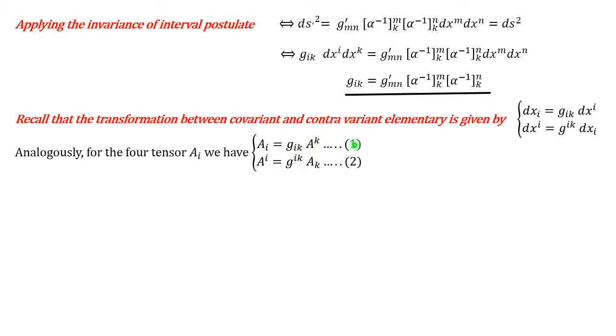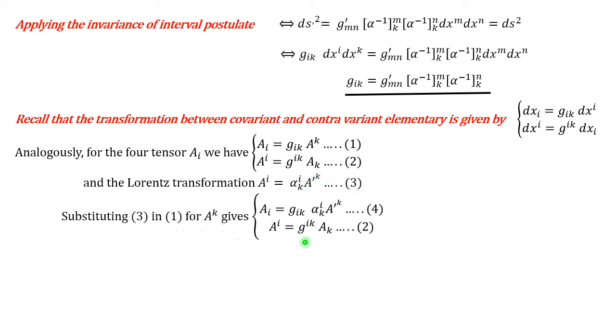So you can see that equation 1 is for transforming from contravariant to covariant, and equation 2 is for transforming from covariant to contravariant. And the Lorentz transformation matrix, we also remember the Lorentz transformation, which is a_i equals alpha_ik a'_k. We call that equation 3.